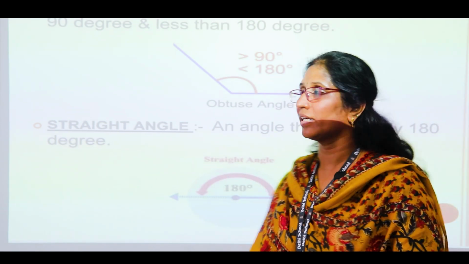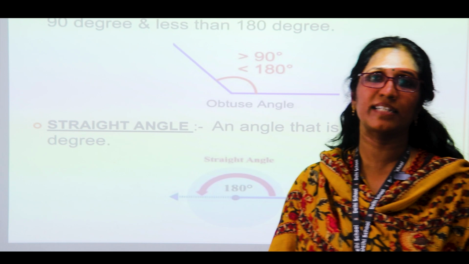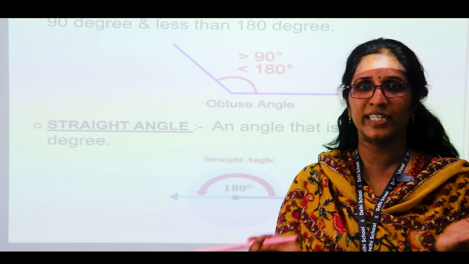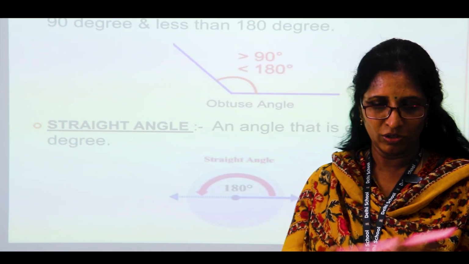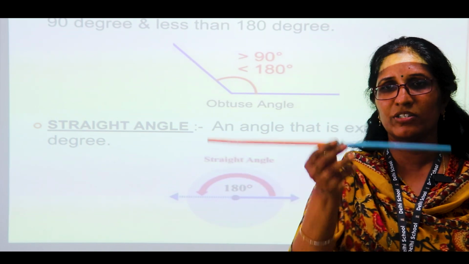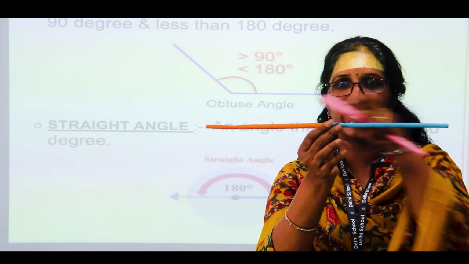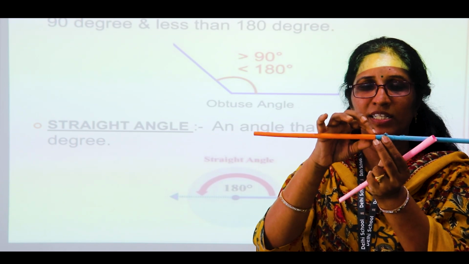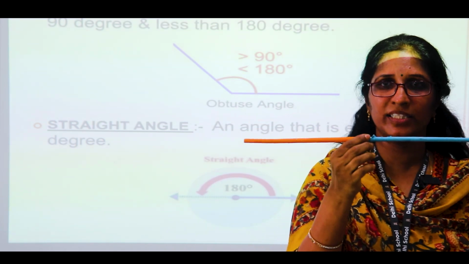Next, a straight angle. Straight angle, an angle that is exactly 180 degree. Means you can take an example of a straight line, or you can take this as the stick. You can see here, we can form a straight line in this, and the angle which is at the center will be the 180 degree.